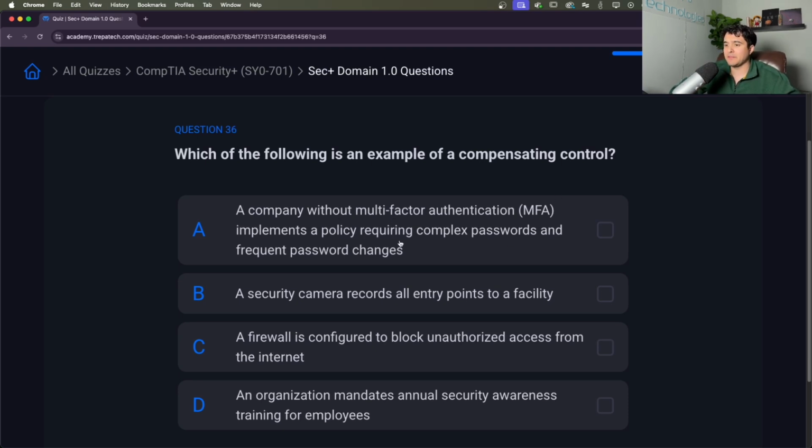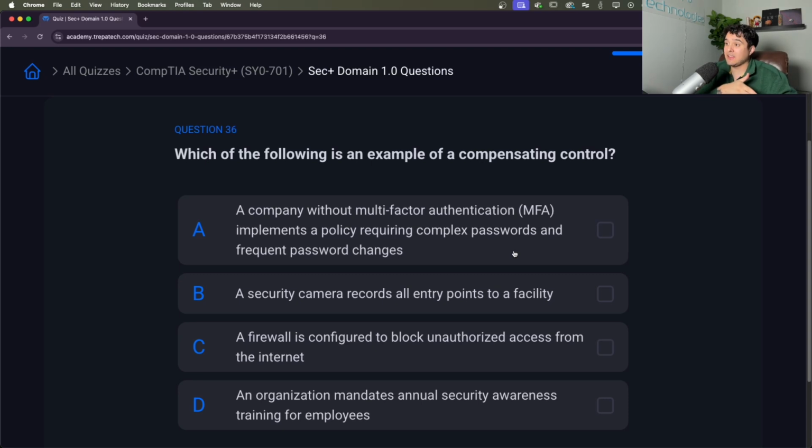A company without MFA implements a policy requiring complex passwords and frequent password changes. That's probably our answer. And the reason is good IAM security, identity access management security, when we're authenticating identities, authenticating users, is multi-factor. That's really the best way to do it. There's even the belief out there that passwordless authentication is even better now because it can't be guessed if it's just a push notification on your phone. You can't guess that. You have to have possession of the phone, and then that phone may have 2 factors of authentication on it, right? So to even access the app.